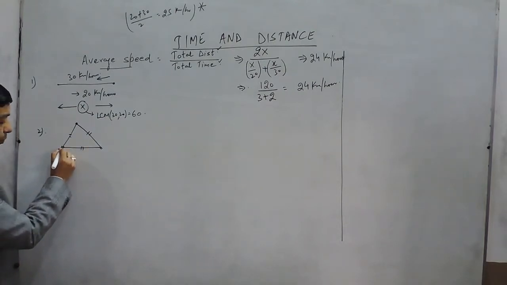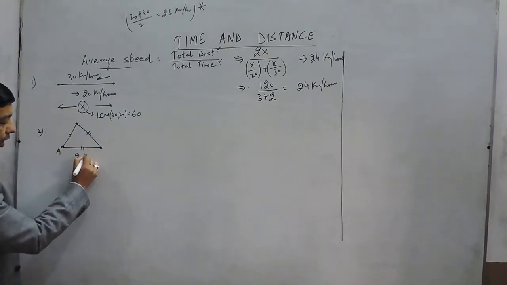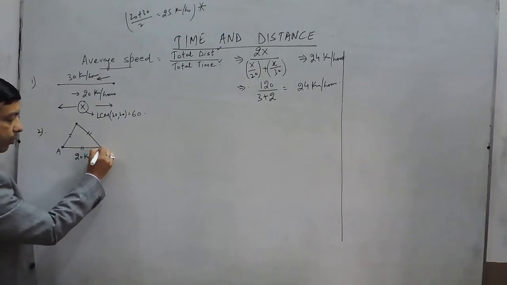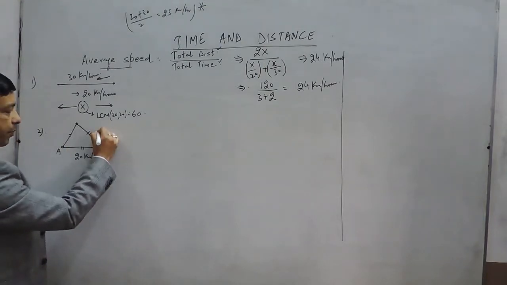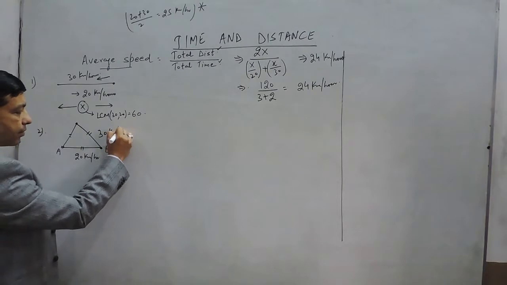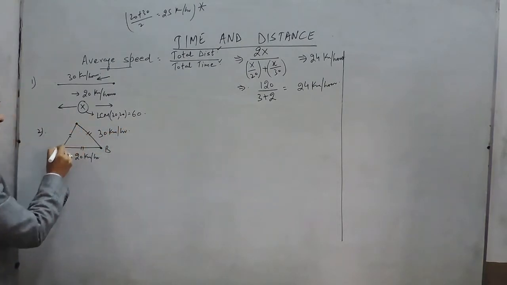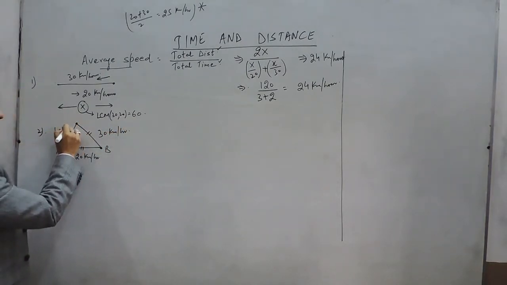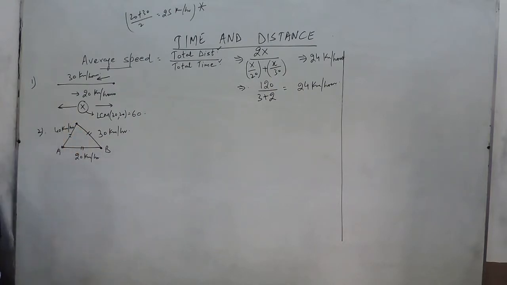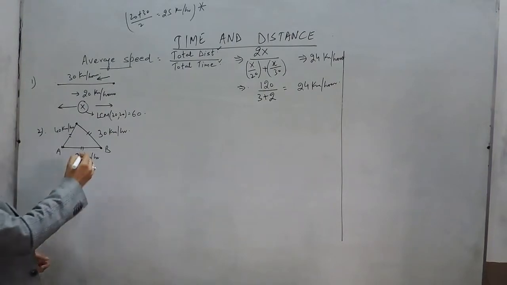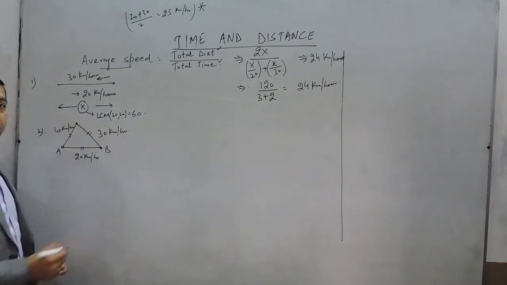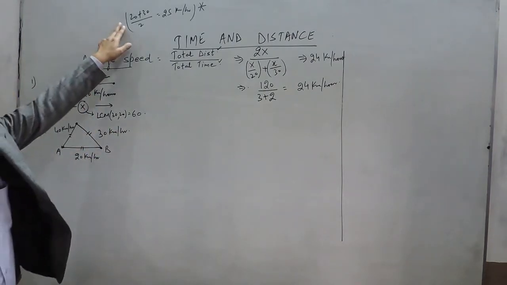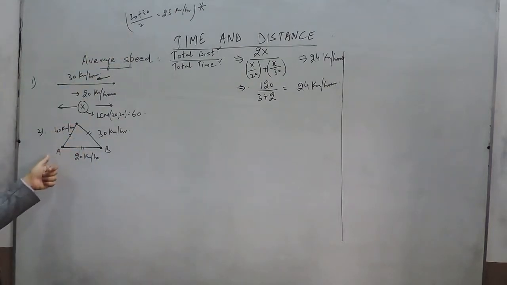A person goes from this point to this point at a speed of 20 km per hour, from this point to this point at a speed of 30 km per hour, and from this point to this point at a speed of 40 km per hour. So what is the average speed of this man? Now, if I say 20 plus 30 plus 40 upon 3, that is the wrong solution.